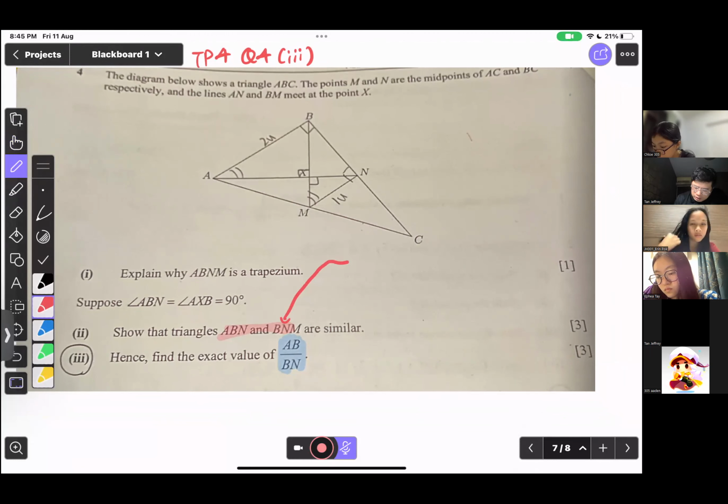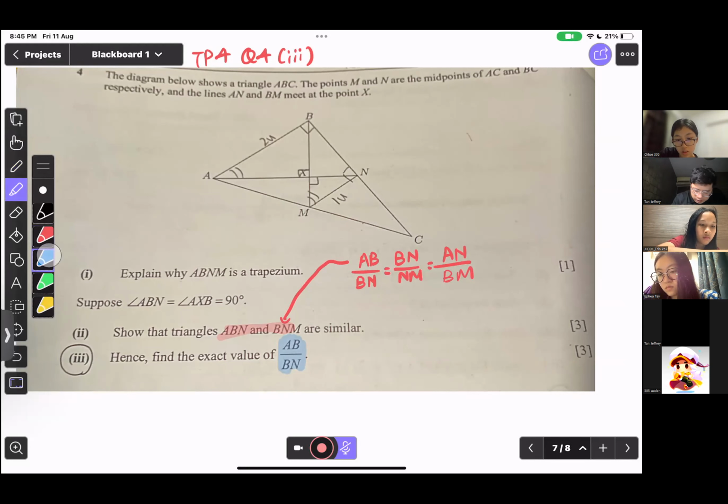The fact that they tell me this, I know that AB over BN is the same as BN over NM, which is the same as AN over BM. Then I see, the one that I want is here. So I ask myself, is there anything that tells me the BN over NM?